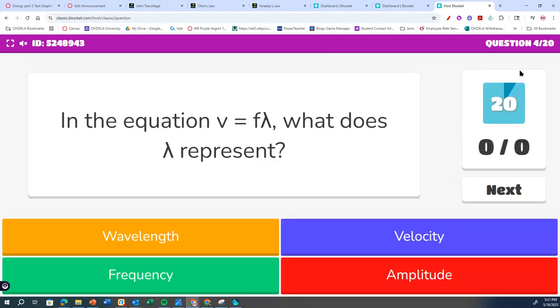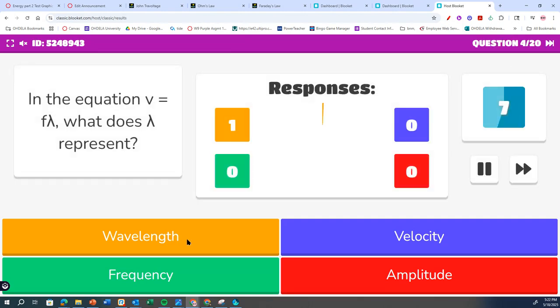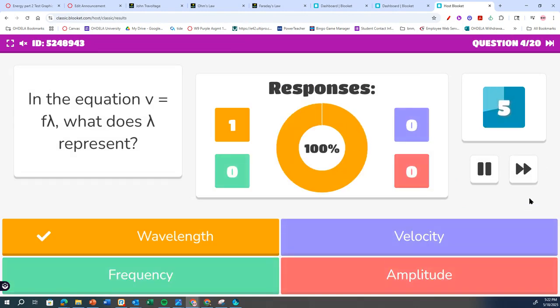In the equation, velocity equals frequency times wavelength, that's f, and that's lambda. The wavelength is what we're looking for when we're looking for the lambda. And again, like I said, it is in the notes.